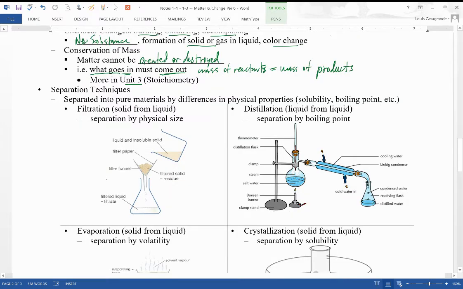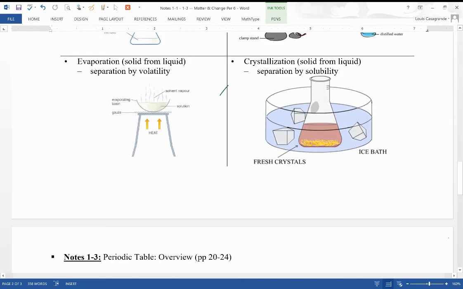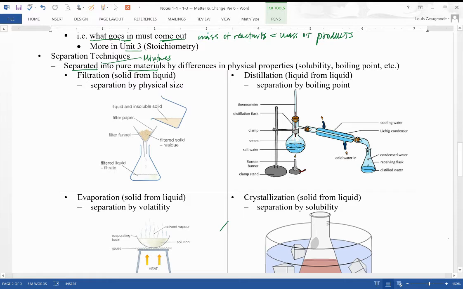Now, in order to get pure materials, we need to be able to separate mixtures into pure materials. How we're going to do this depends on the different kinds of materials we have, because in order to separate materials, we have to make use of differences in physical properties, because we don't want to change the materials chemically. We just want to get them physically separated.